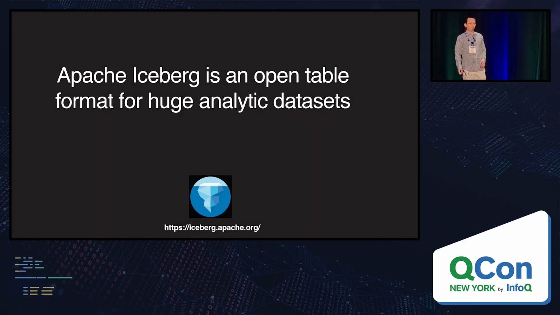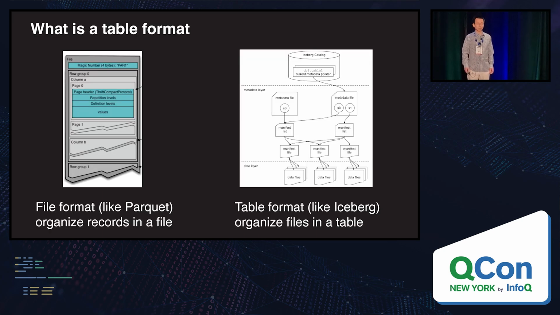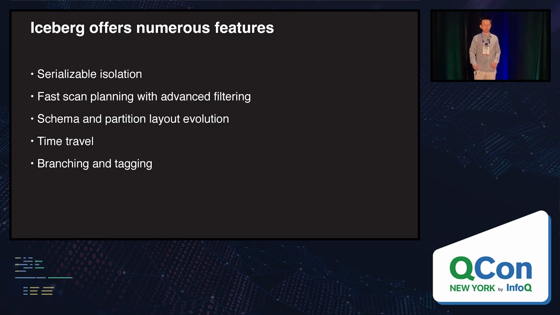Apache Iceberg is an open table format for huge analytic datasets. What is the table format? You might be familiar with the file format like Apache Parquet. It's about organized records within a data file. Table format like Apache Iceberg is about organized data files within a table. Apache Iceberg was designed to address the correctness and performance issue of the old Hive table format.